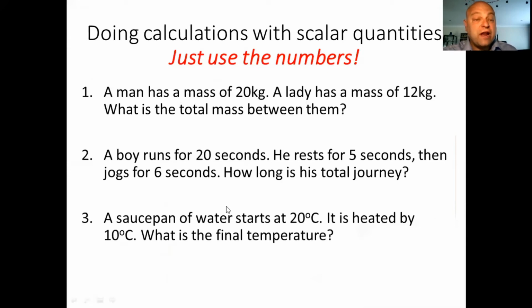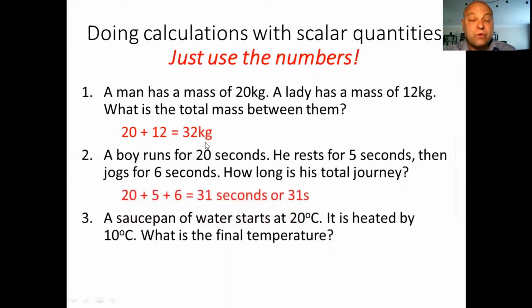Okay, I said these were really, really easy. So a man has a mass of 20 kilograms. A lady has a mass of 12 kilograms. What's the total mass? Well, it's quite simple. You just add the two numbers together. So you should have had 20 plus 12 equals 32 kilograms. Really easy. The unit there, kilograms, is extremely important. If you haven't got the kilograms, you've got the question wrong.